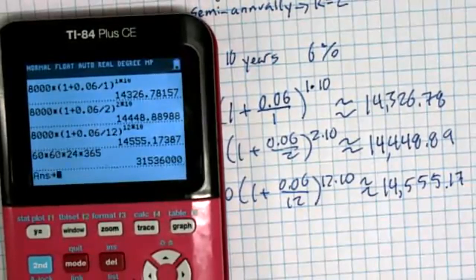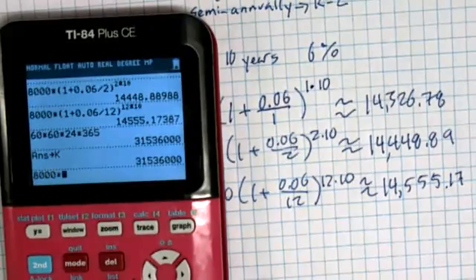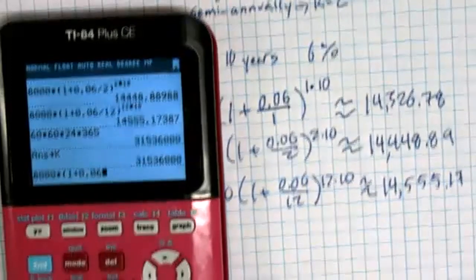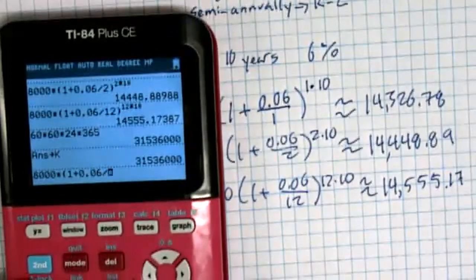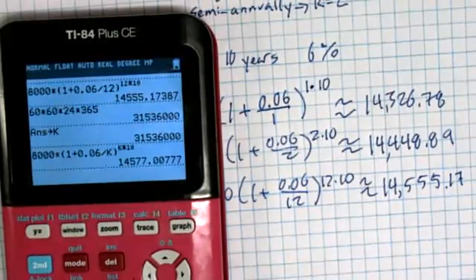I'm going to store that in K so I don't have to type it in again. 8,000 times 1 plus 0.06 divided by, and I'm just going to use my stored value of K. Hey, we got more money. 20 bucks more than if we did it monthly.